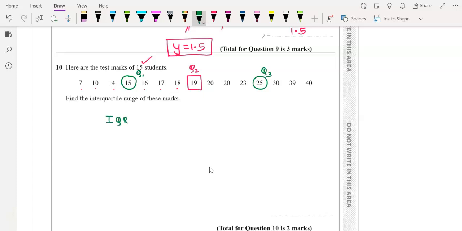Interquartile range, it is a range of the quartiles. So Q3 minus Q1, so 25 minus 15. So your interquartile range is 10. Okay, pretty simple. Moving to the next question.